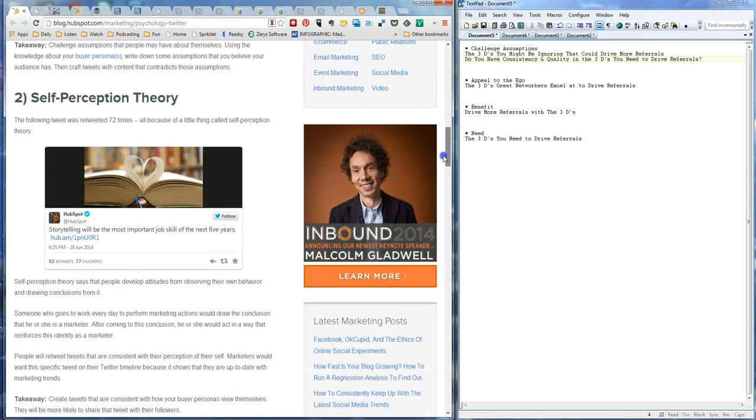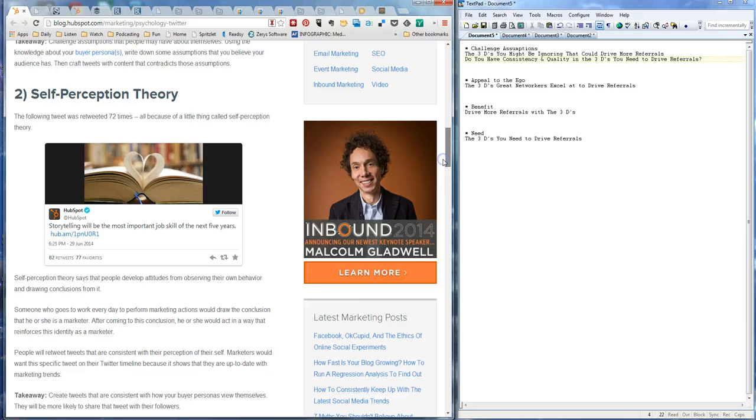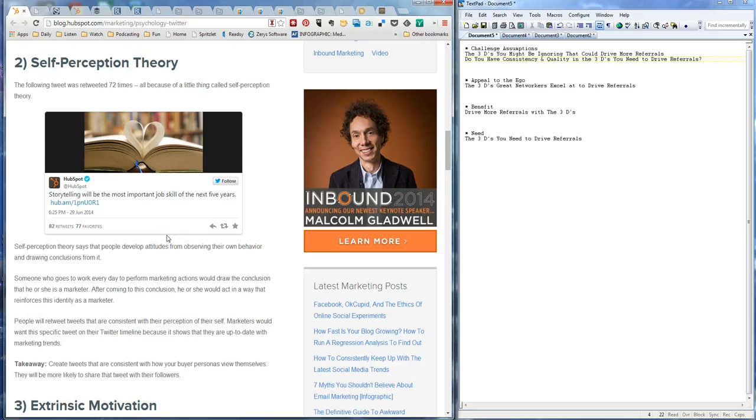The second idea here is the self-perception theory. And how I interpreted that is that you're appealing to the ego. So instead of challenging the assumptions, you're just going to assume that they are wonderful and great at whatever it is that you do.